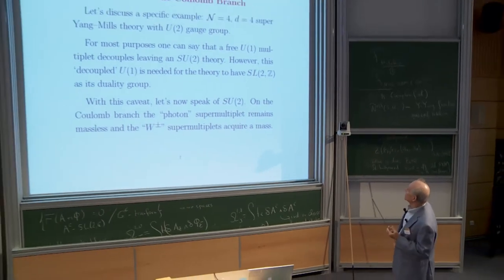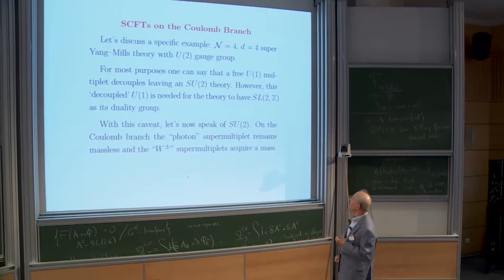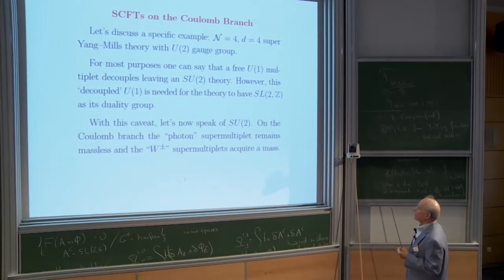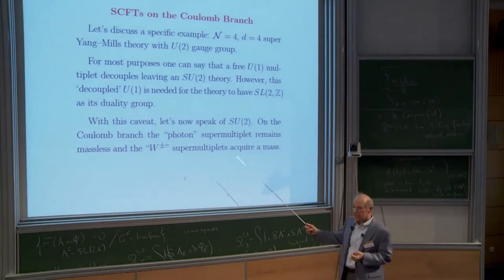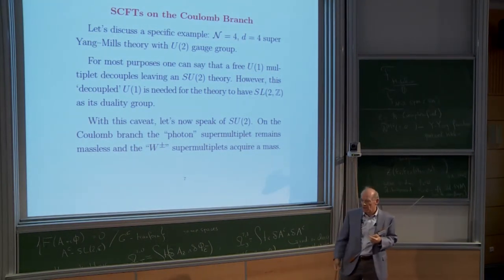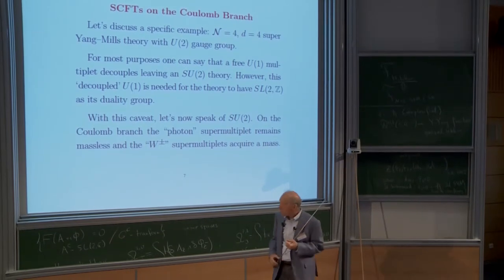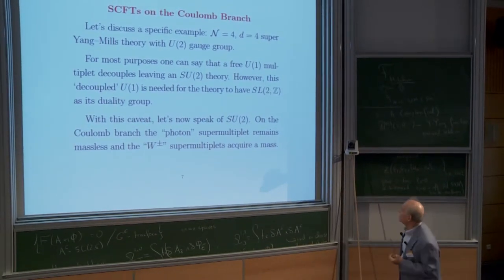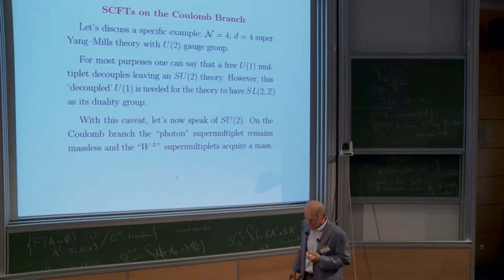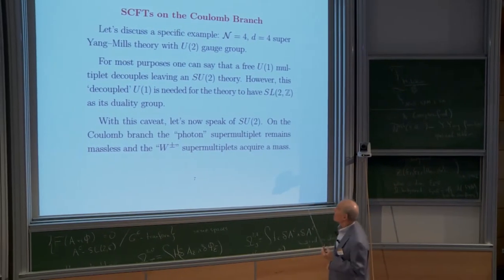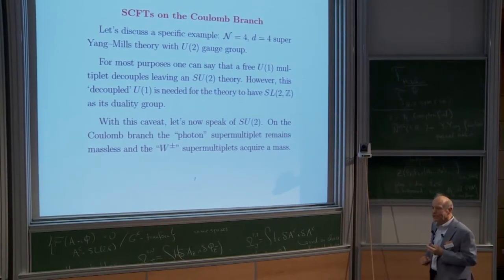Now, for most purposes, one could say that a free U(1) multiplet decouples, leaving an SU(2) theory. However, this decoupled U(1) is actually necessary for the theory to have SL(2,Z) as its duality group. So it's not, strictly speaking, true that you can ignore it. That's been clarified by Seiberg and collaborators recently, exactly how that all works. So with this caveat, I'm going to speak of SU(2), but I know about this.